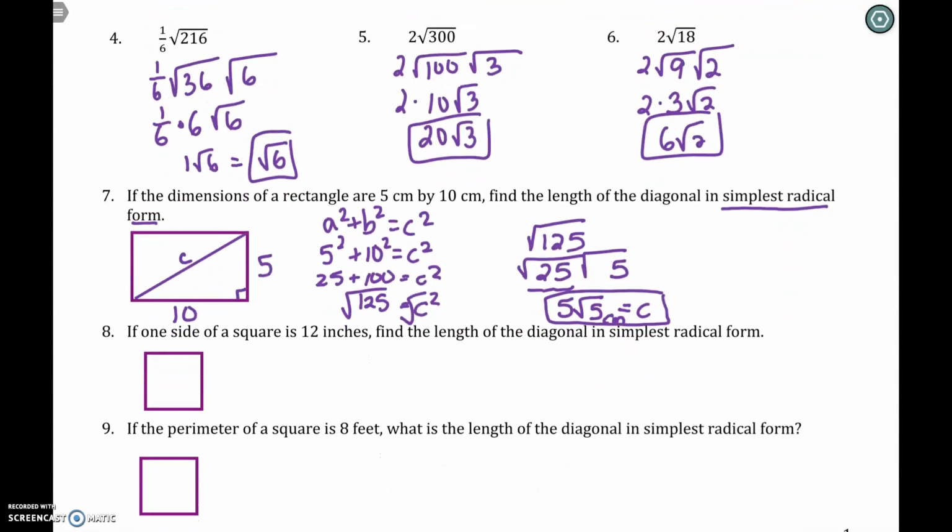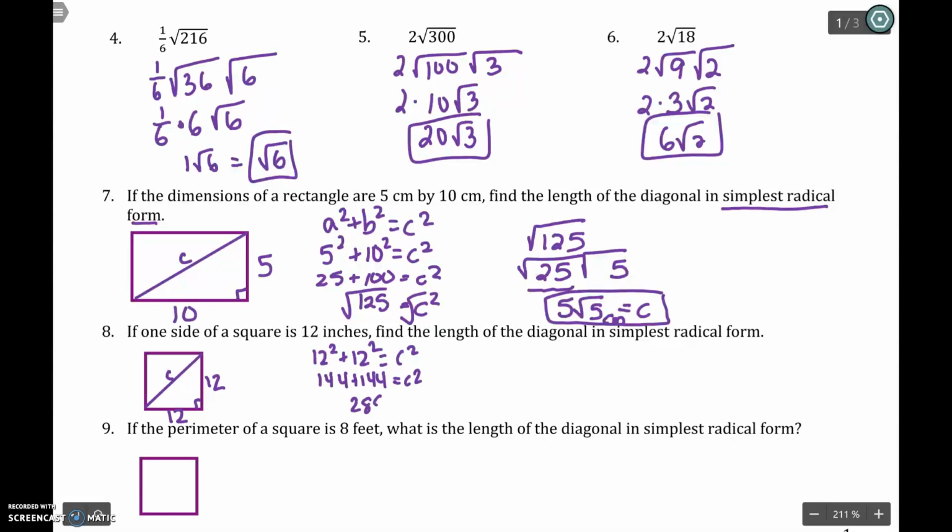Number 8, if one side of a square is 12 inches, well, it is a square, so they all are 12 inches. And another one where we're going to find the length of the diagonal in simplest radical form. So this is another Pythagorean theorem question. So 12 squared plus 12 squared is c squared, because again, we are looking for the hypotenuse. And so we have 144 plus 144, which is 288.